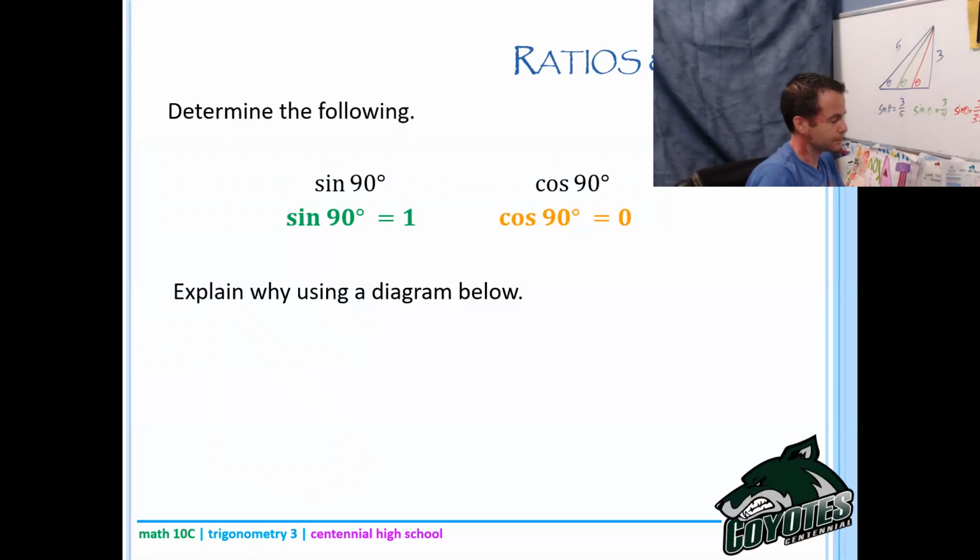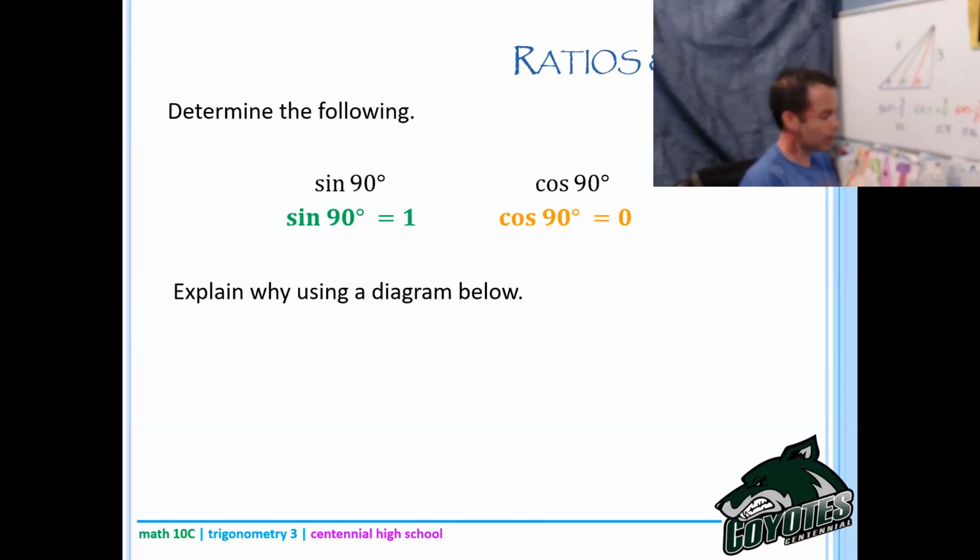Well, 3 over 5 is 0.6. 3 over 4 is 0.75. 3 over 3.5 is 0.86. And so what I want you to notice is as I keep going up, these values are approaching a particular number. And here's the number that they're approaching.